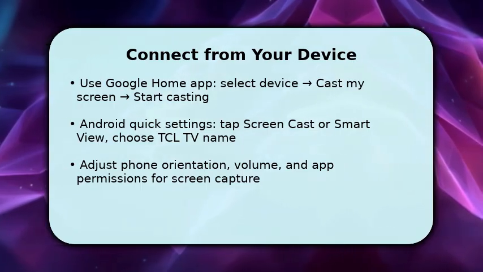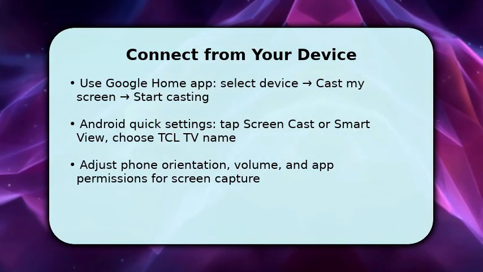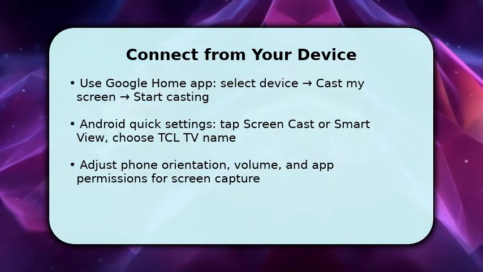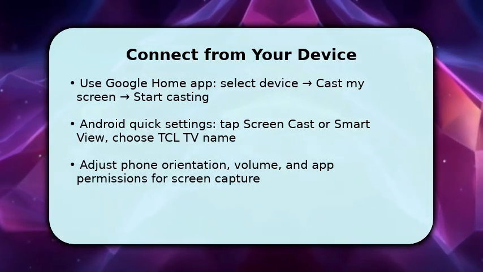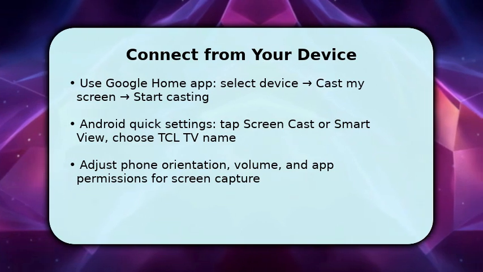Make sure to set orientation and app permissions so media and notifications behave as expected. If you need audio through TV, adjust your phone and TV volume. If lag appears, try low.